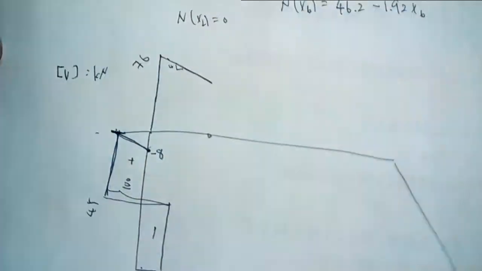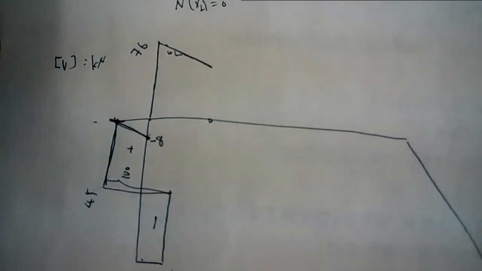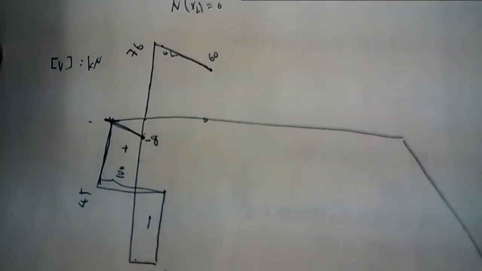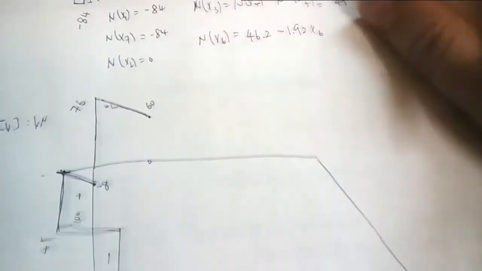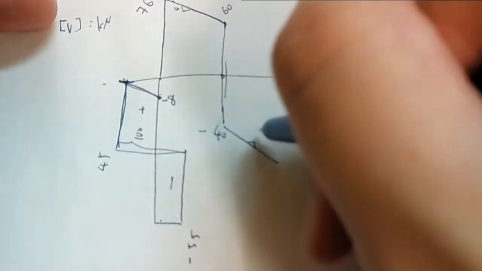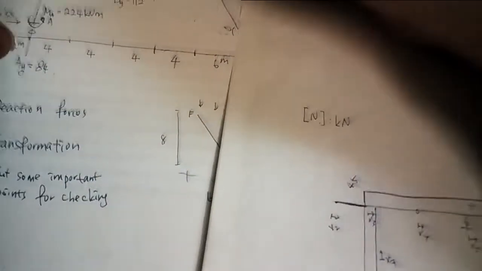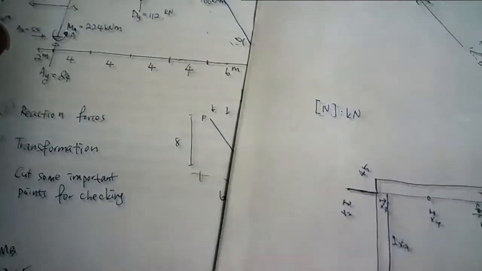And then we reduce. How fast we reduce, by the slope of 4. 76 minus 4 times 4 is 60, so at this point 60. Alright, and then we have a concentrated load of 100 here, so we need to jump from 60 down to 40. The difference is the magnitude of the loading, so basically it's 40. And then after that, nothing happens. The loading is something like this. We keep reducing with a slope of 4. This is 56. And then after that, we have a reaction force at point D, a jump of 112.